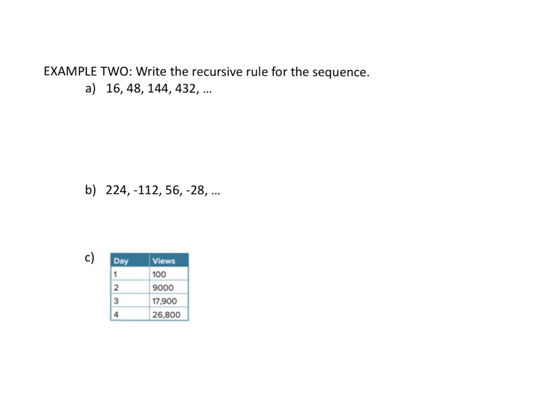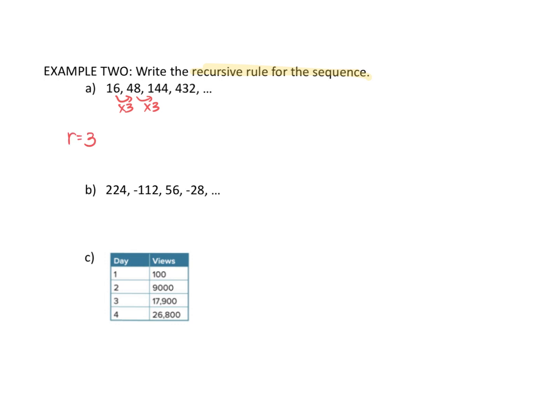Okay, so now our next learning goal is, could we actually write the recursive rule for the sequence? So if I give you a sequence, could you write the rule? First thing you have to do is figure out, is it geometric or arithmetic? What's happening here? If I look at this first one, from 16 to 48, from 48 to 144, you need to figure out what's happening. Well, it's tripling, and you could use your calculator to figure that out. So my common ratio is 3.